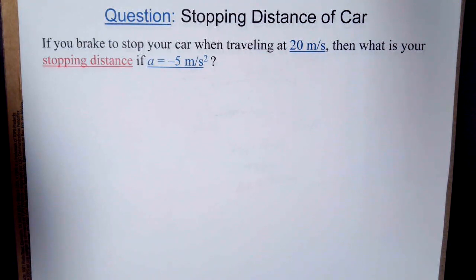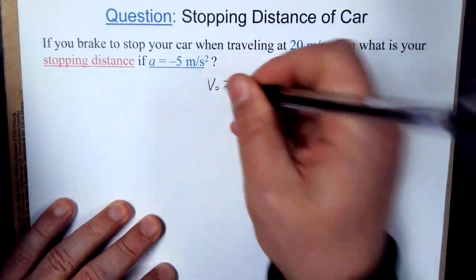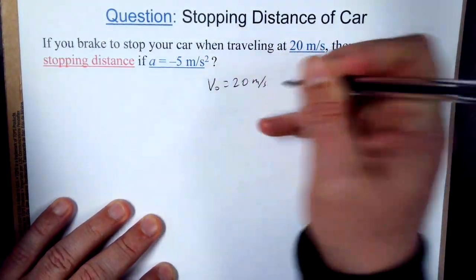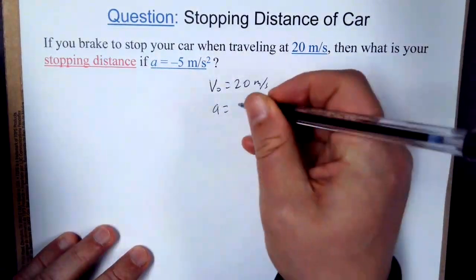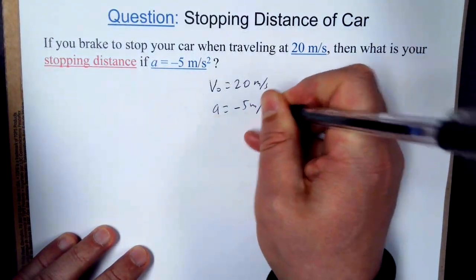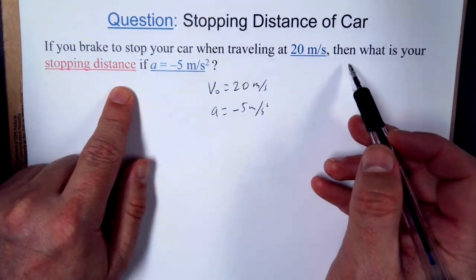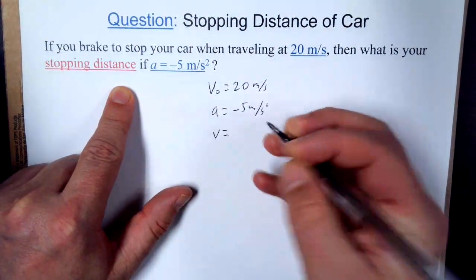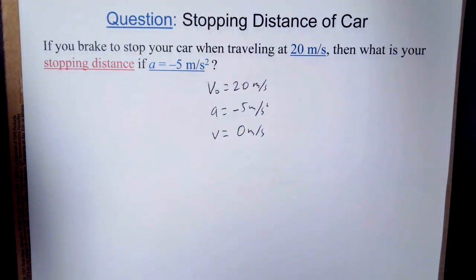All right, we're going to try this problem again, this time using the kinematic equations. One thing you often want to do is write down what information you have. So your initial velocity here is 20 meters per second. We know our acceleration is -5 meters per second squared. And we're looking for the stopping distance, so that means our final velocity is 0 meters per second.